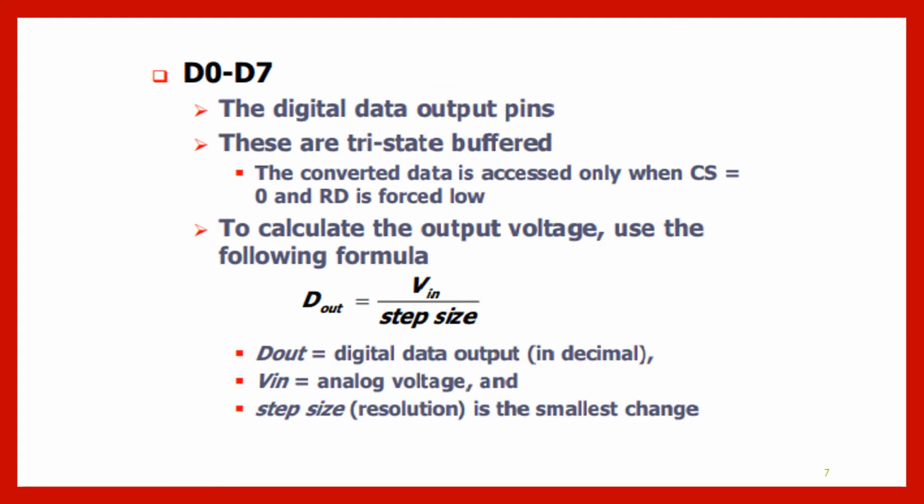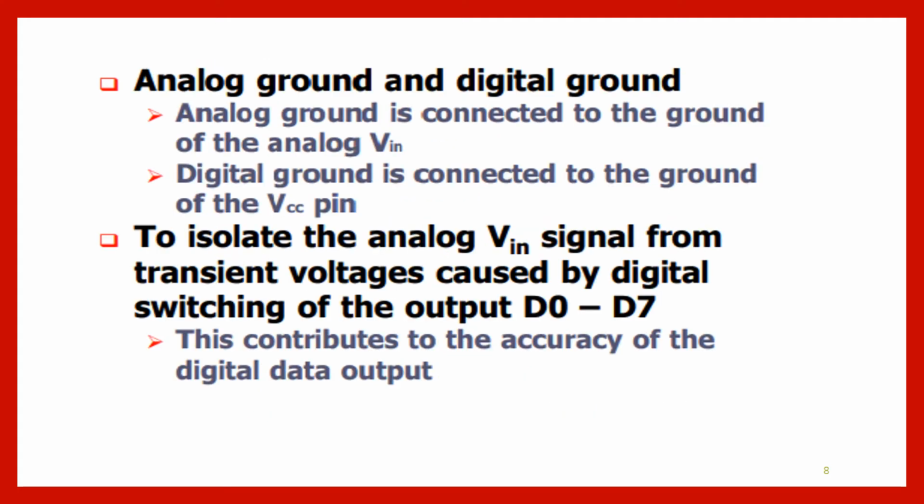Now D0 to D7 are the digital data output pins, tri-state buffered. The converted data is accessed only when CS is equal to 0 and RD is forced to 0, that is, a high to low transition takes place. Then for calculation purposes, V in divided by step size is the value at D out. It is a digital output in decimal. V in is the analog voltage, and its converted value is available on D out. Step size is the smallest change, which is nothing but the resolution of that particular ADC.